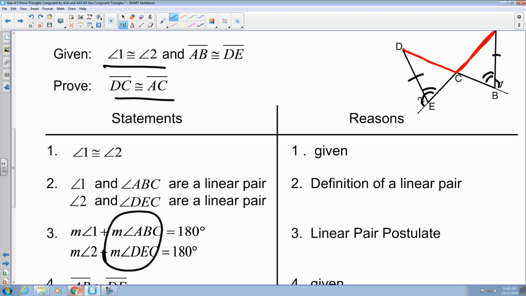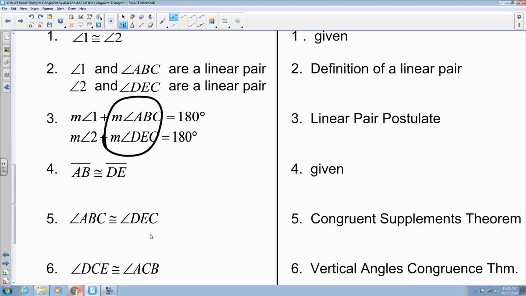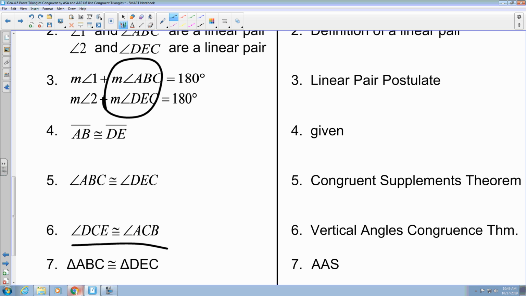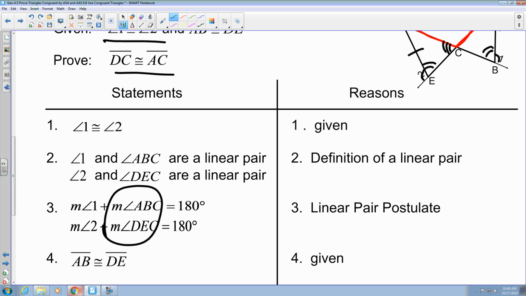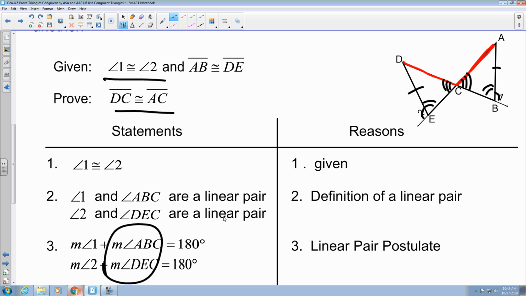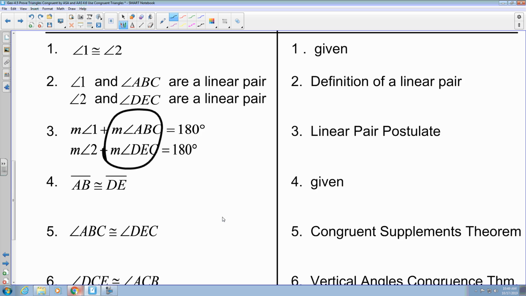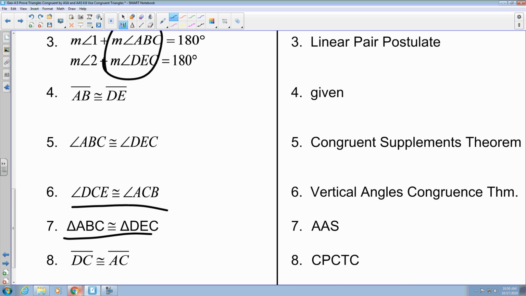So right now we have one set of sides and one set of angles equal to each other. From here, we realize that angle DCE is congruent to angle ACB because of vertical angles. So now I have this here and this here. Now I have all the necessary things that show that these two triangles are congruent. So it looks like it's going to be angle, angle, side. So I go over here and say, okay, triangle ABC is congruent to triangle DEC. Angle, angle, side is the proof for that.